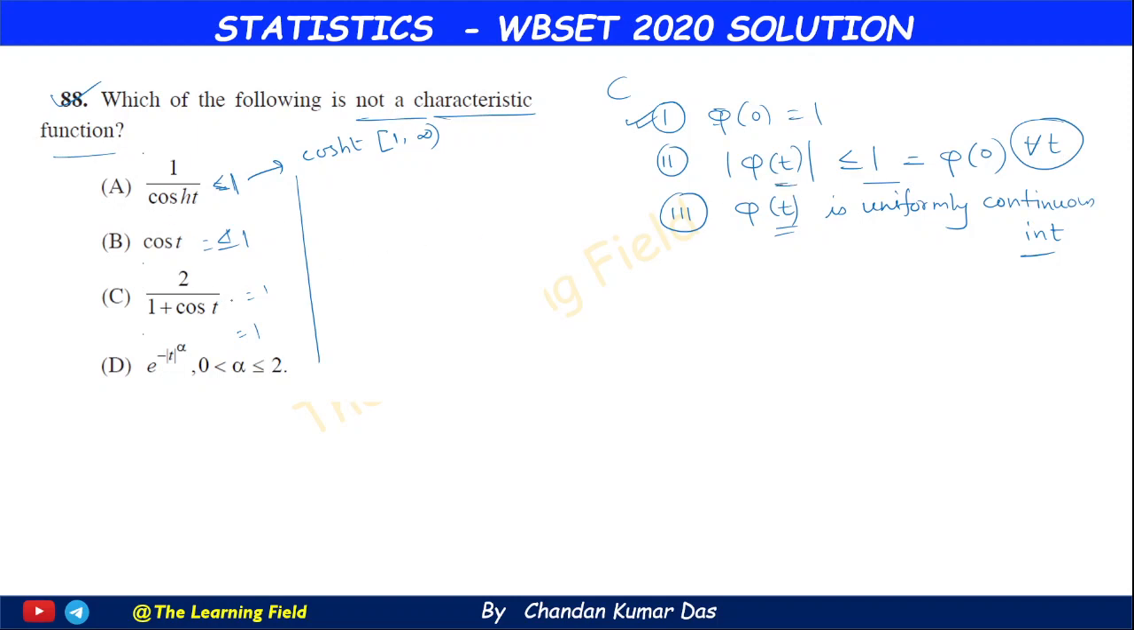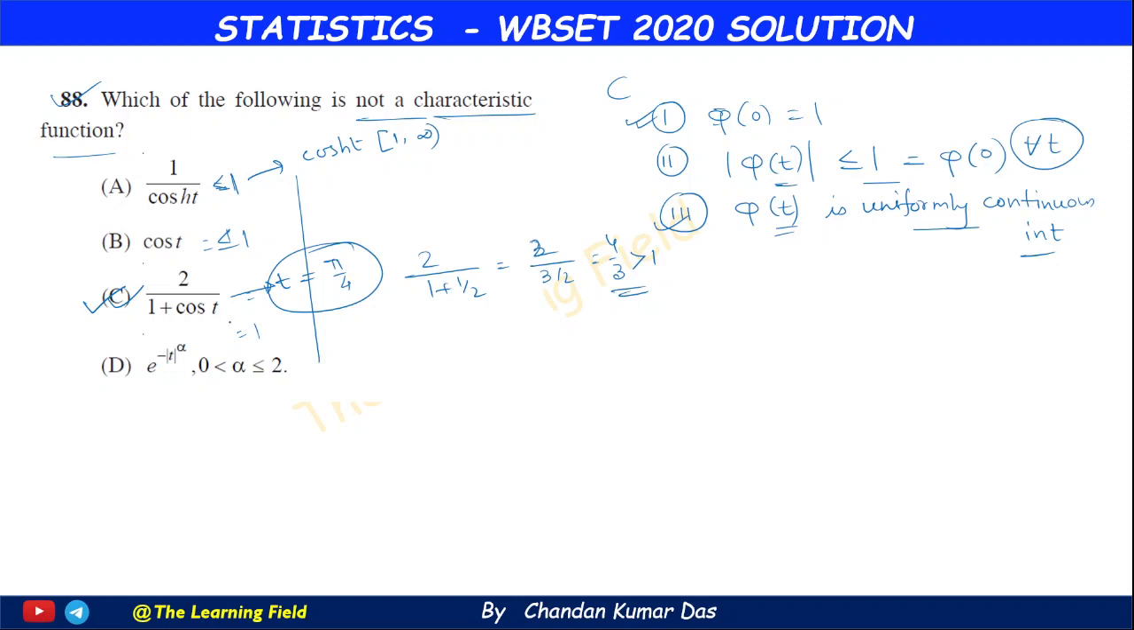Now if we put the value t equal to pi by 4, then what happens? This 2 by 1 plus cos pi by 4, which means 1 by 2, this is equal to 2 by 3 by 2. So this is equal to 4 by 3, which is greater than 1, not less than 1. That means this is not bounded for one value of t. Therefore this is not a characteristic function. We can obviously conclude this, or you can also check by the property that phi t is not uniformly continuous in t.